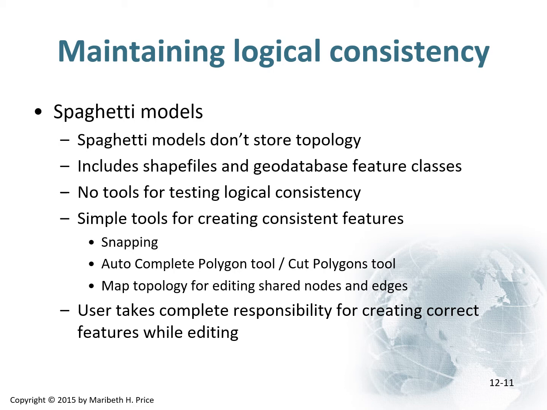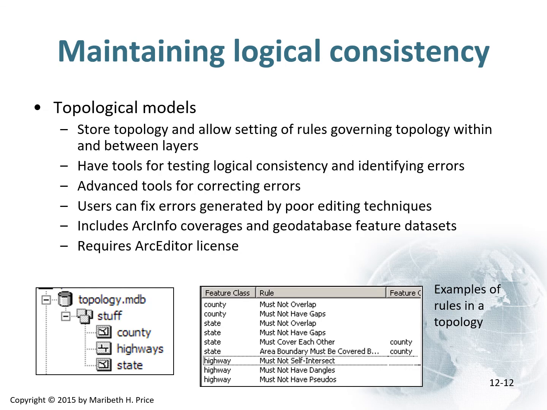Okay? Another type of model is a topological model. Topological models store topology and allow settings of rules to govern the topology. In other words, you can have rules like county polygons must not have overlaps or must not have gaps. You can set these things, and so once you've got this data put together and you test these rules, it will find any places that violate the rules, allowing you to then go back and fix those.